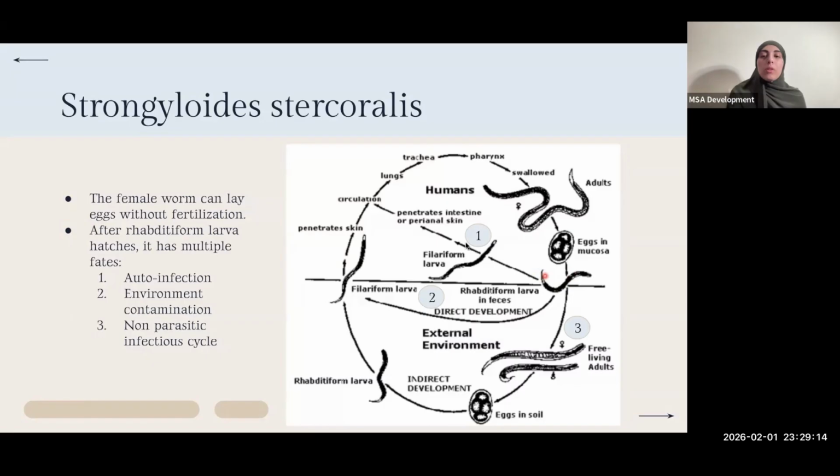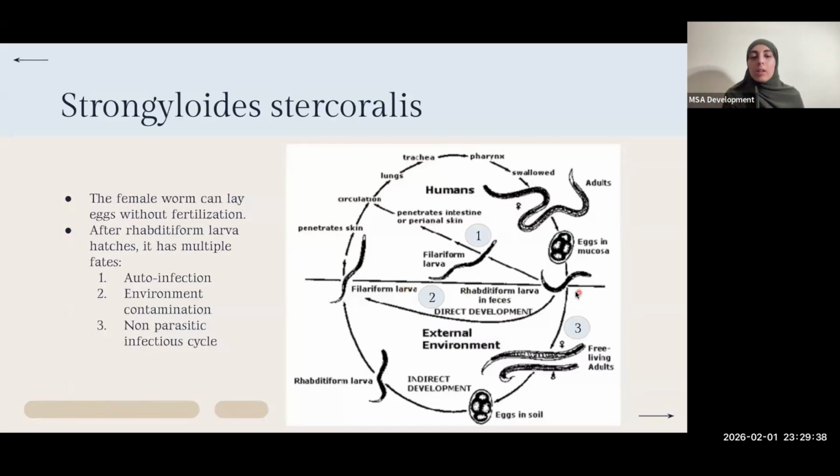It can either turn into a filariform larva that will stay inside the intestine of this person and reinfect them, autoinfection. Or the rhabditiform larva can turn into a filariform larva that is released into the stool and then contaminates the soil and infects another person.